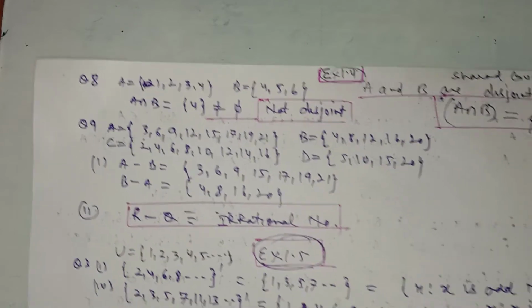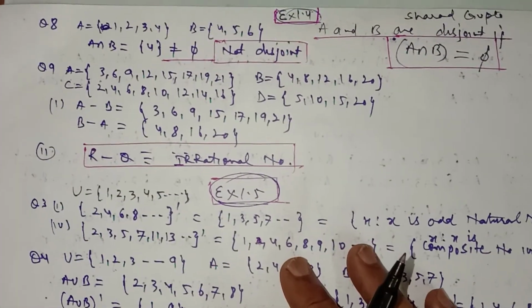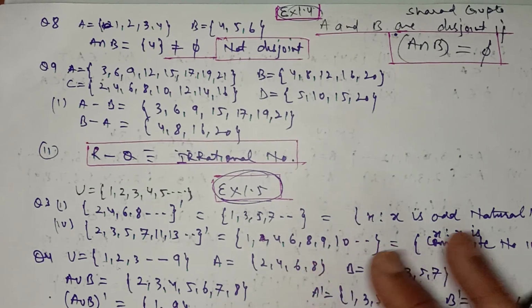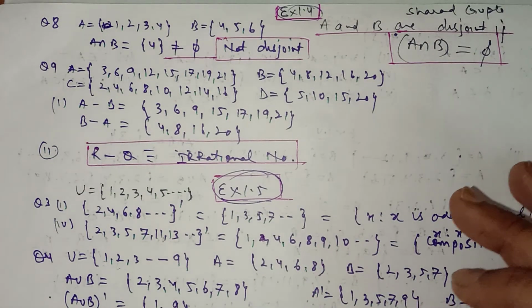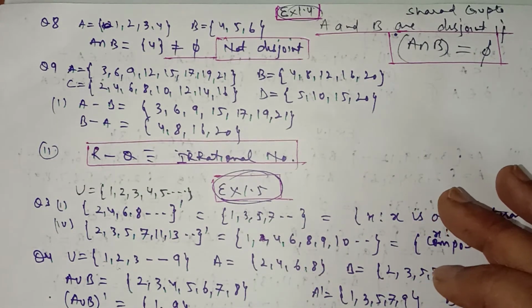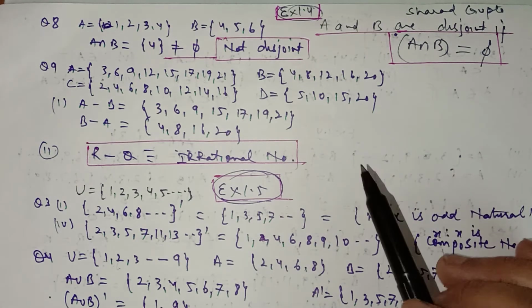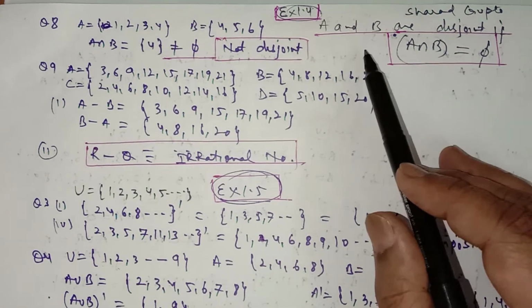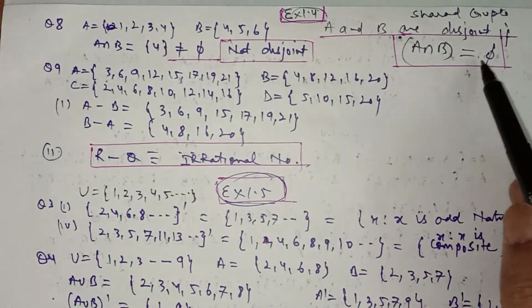In question number 8, you have to find which of the following are the disjoint sets. Now, I think we have not discussed the disjoint set. The disjoint sets are those sets in which we don't have any common element, or if A intersection B is empty, then the two sets are said to be disjoint. We can say that A and B are disjoint if A intersection B is equal to empty.